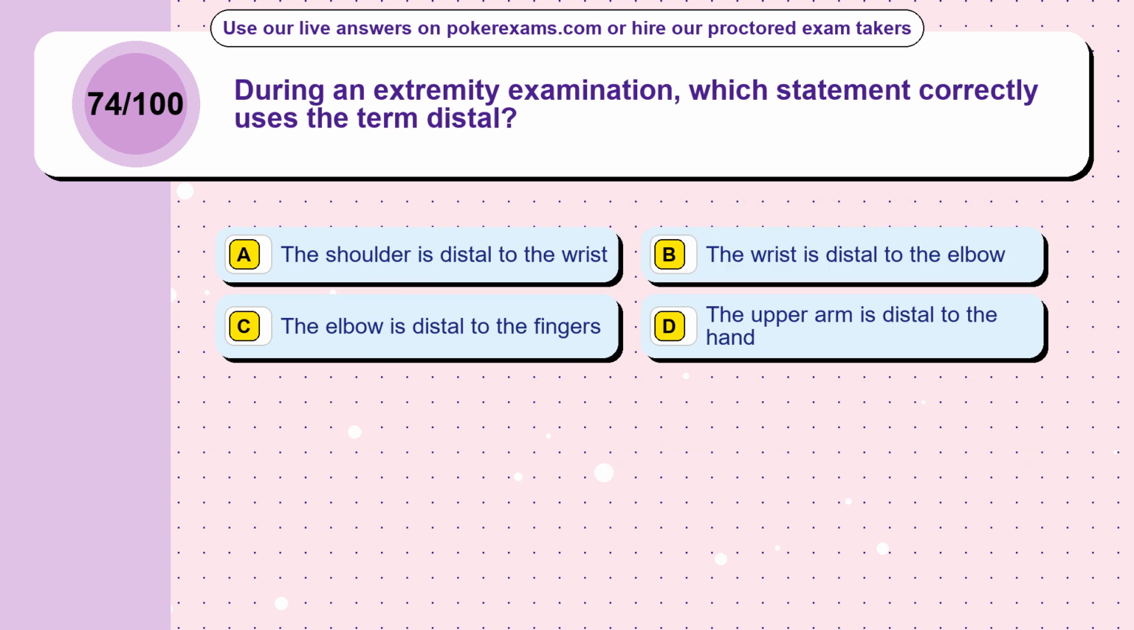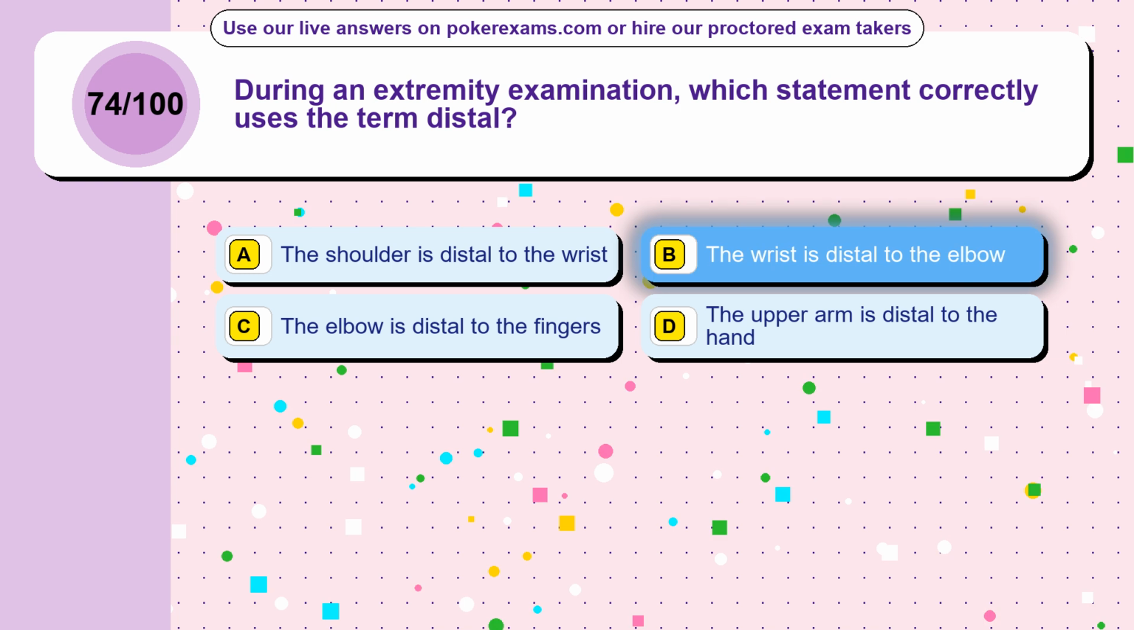Question 74. During an extremity examination, which statement correctly uses the term distal? Option A. The shoulder is distal to the wrist. Option B. The wrist is distal to the elbow. Option C. The elbow is distal to the fingers. Option D. The upper arm is distal to the hand.